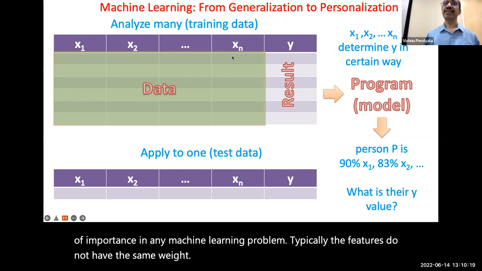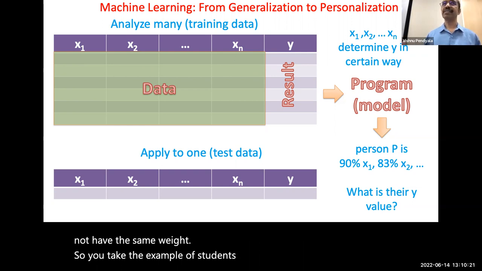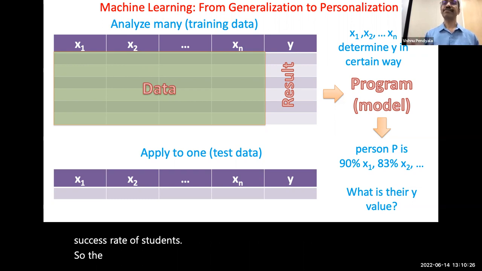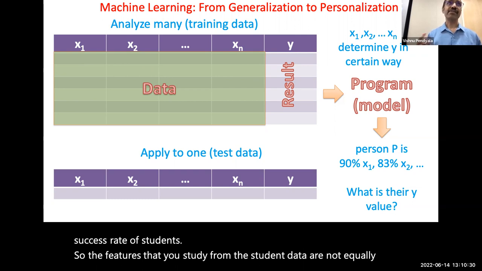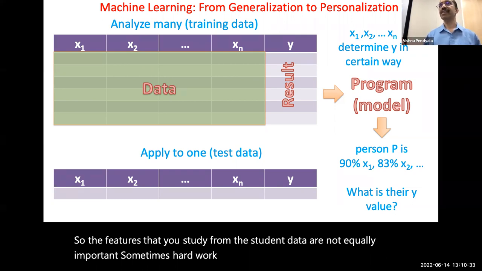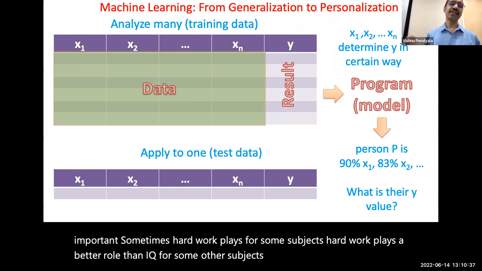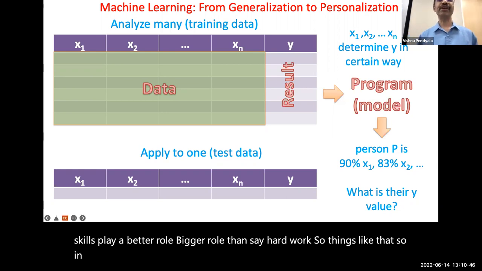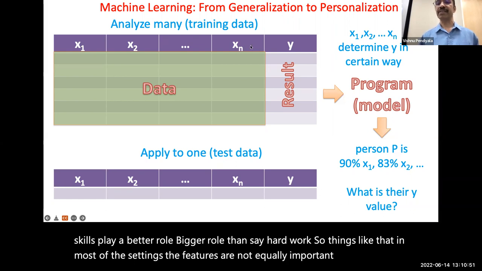So take the example of students also, right? You want to predict the success rate of students. The features that you study from the student data are not equally important. Sometimes, for some subjects, hard work plays a better role than IQ. For some other subjects, like machine learning, analytical skills play a bigger role than, say, hard work. So in most settings, the features are not equally important. They're unequally important.